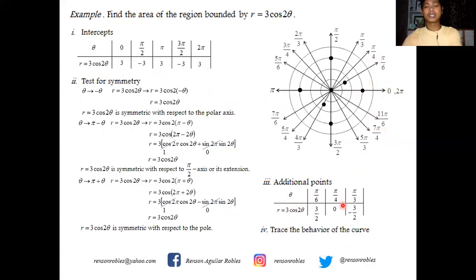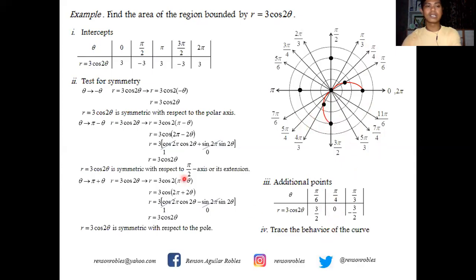And then we smoothly trace the behavior of the curve. Since we have a point here, we can draw a curve from 0. It will ascend to pi over 6, and it will go down to the pole at pi over 4, since at pi over 4, your radius vector r is 0. And you will notice that for every multiple of pi over 4, the radius vector is always equal to 0. So from 0 to 5 pi over 4, we can draw a curve here. It will look like this.